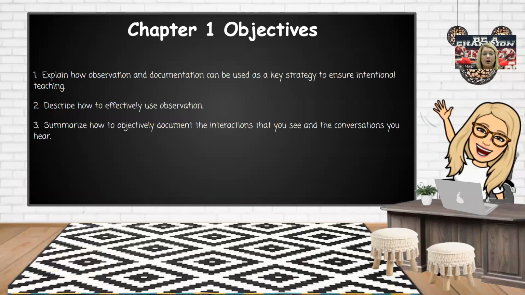In this episode, we are going to focus on the following objectives. Number 1, explain how observation and documentation can be used as a key strategy to ensure intentional teaching. Number 2, describe how to effectively use observation. And number 3, summarize how to objectively document the interactions that you see and the conversations that you hear.